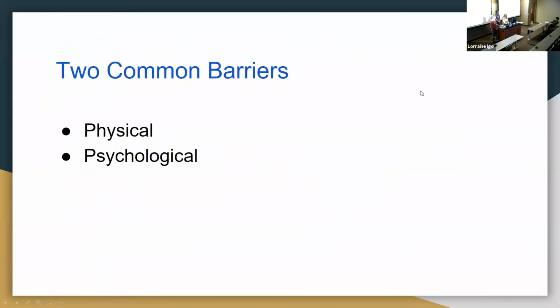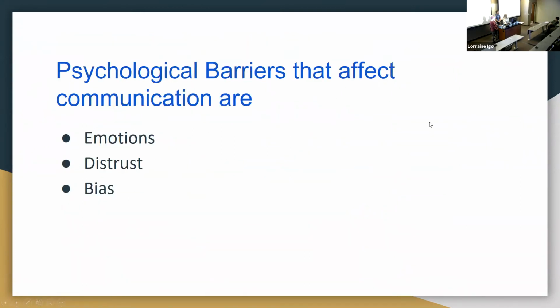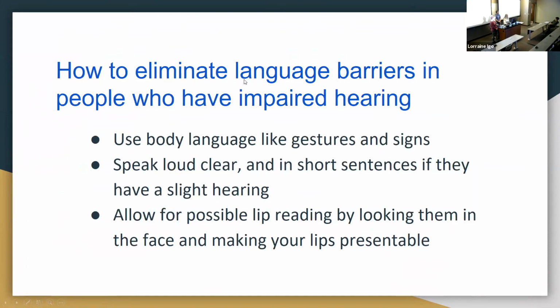Two common barriers are physical and psychological. Physical barriers that affect communication are noise, closed doors, faulty equipment, hearing impaired individuals, aphasia or speech disabilities. Psychological barriers are emotions, distrust, and biases. And you can eliminate these by using your body language. You'll see in a video coming up the correct way that you should assess patients who you can't understand. Speak loud and clear and in short sentences if they have slight hearing loss. Allow for possible lip reading by looking them in the face and making your lips presentable.